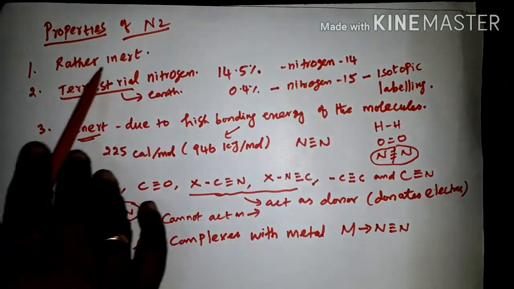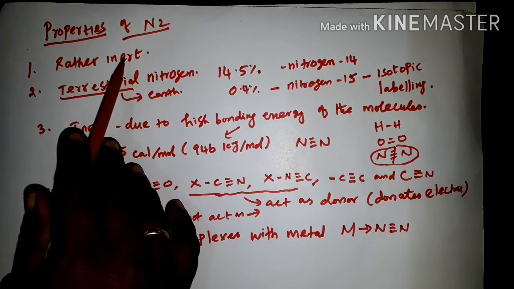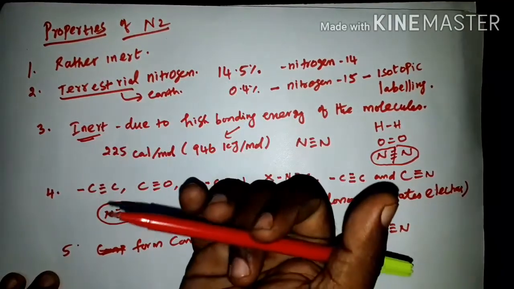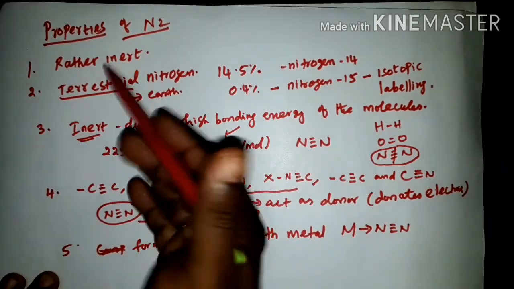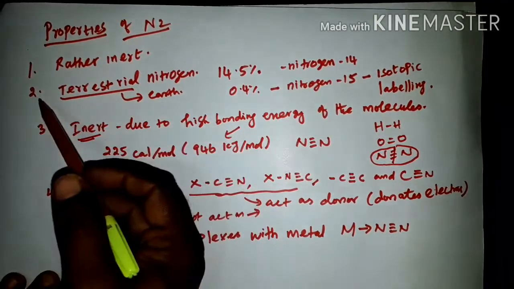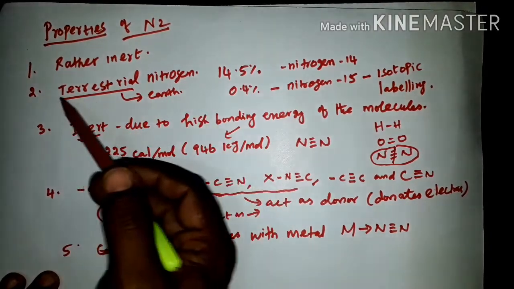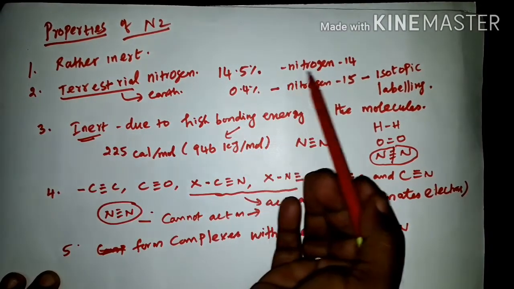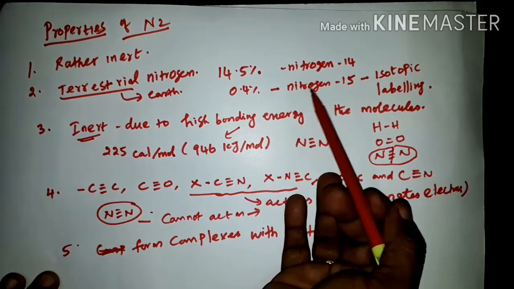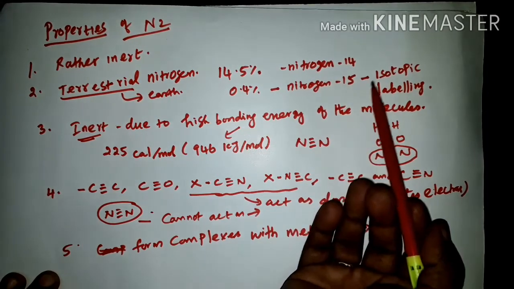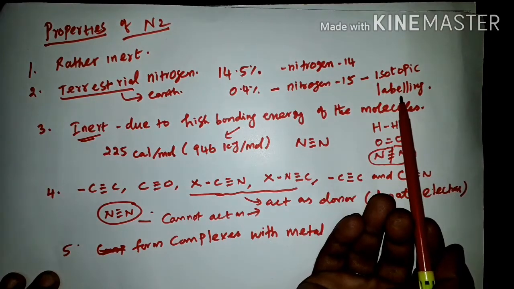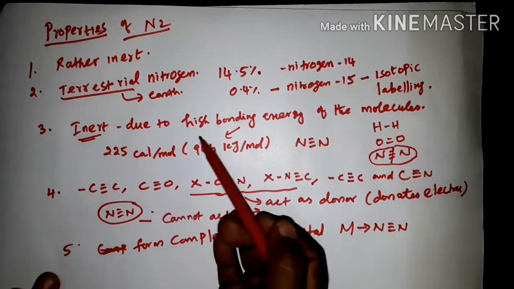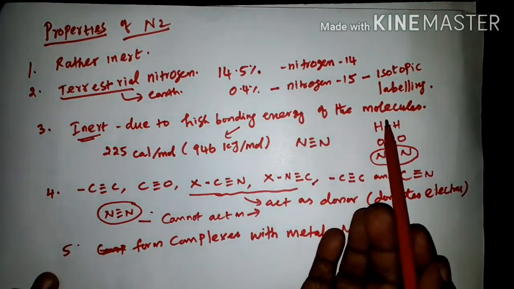Nitrogen is rather inert. It is not inert like the group 18 elements, but it has small inertness. Second point, nitrogen contains 99.6% of nitrogen 14 and 0.4% of nitrogen 15. This nitrogen 15 is used for isotopic labeling. And third point, the inertness is due to the high bonding energy of the molecules.